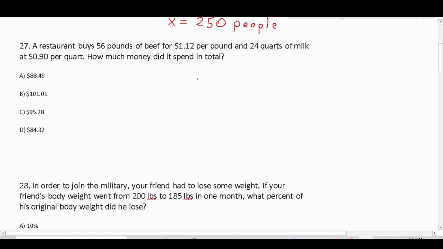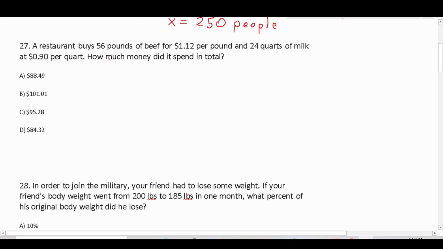All right, number 27 says, a restaurant buys 56 pounds of beef for $1.12 per pound and 24 quarts of milk at 90 cents per quart. How much money did it spend in total? So for this problem, we're just doing multiplication involving decimals and whole numbers, and then we've got to combine those results. So let's go ahead and get started.